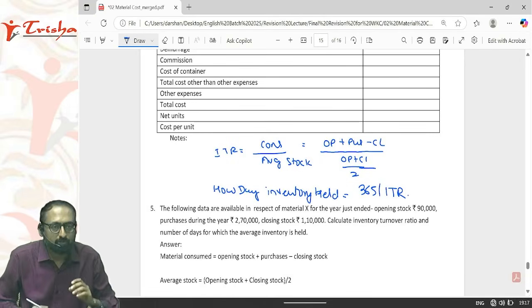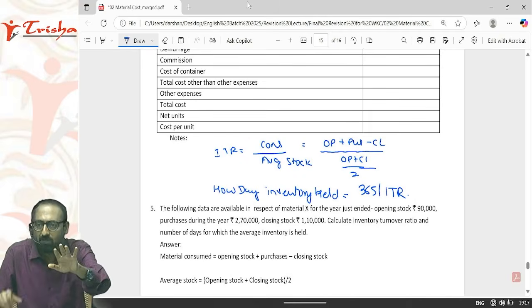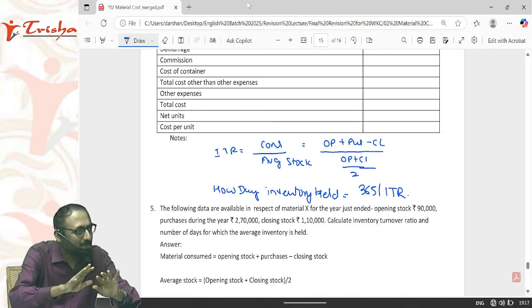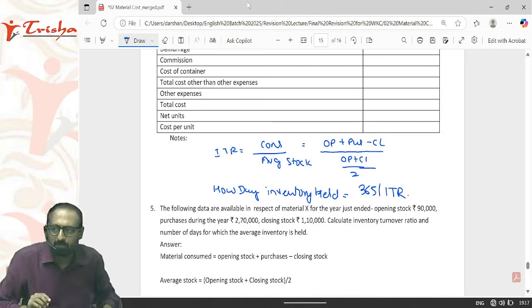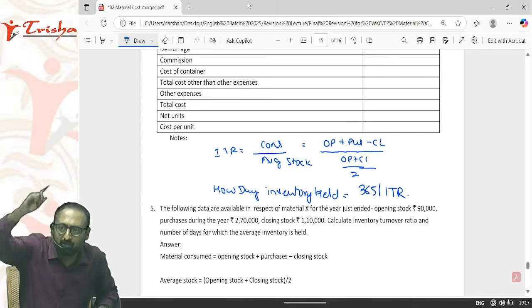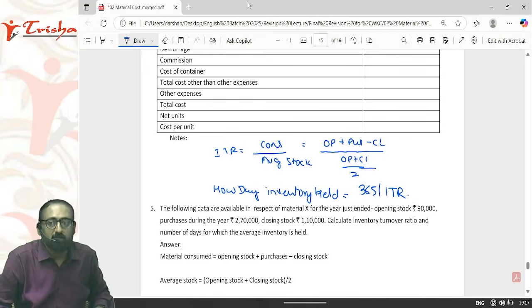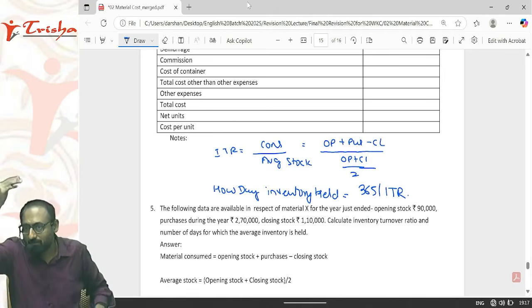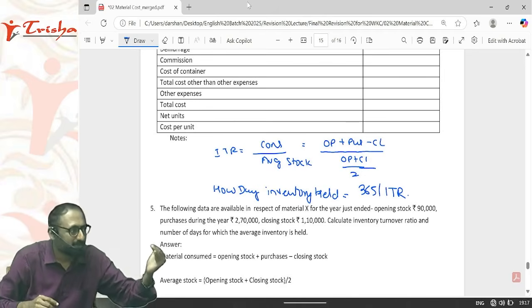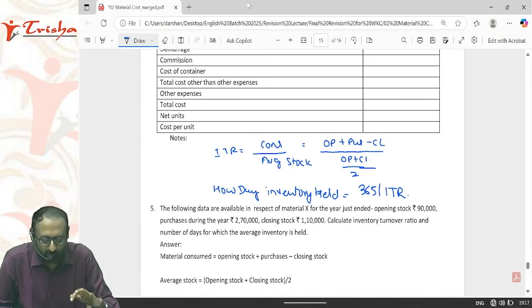The conclusion of inventory turnover ratio has three possibilities. Either the raw material will be fast moving, or slow moving, or non-moving. If the inventory turnover ratio is higher, is it fast moving or slow moving? Inventory turnover ratio higher means it is fast moving. Inventory turnover ratio lower means it is slow moving. You will have to remember this.